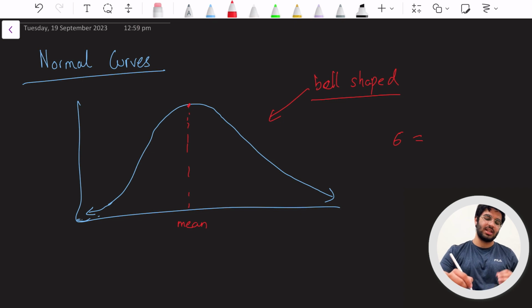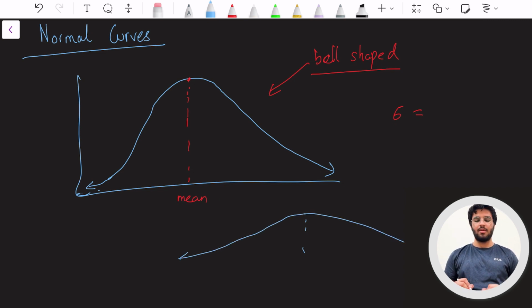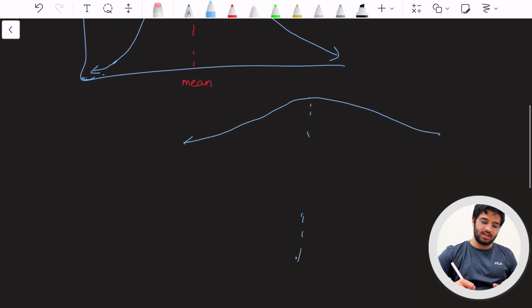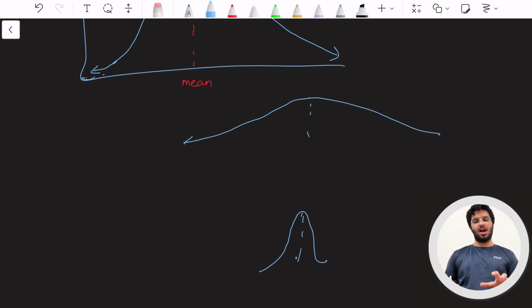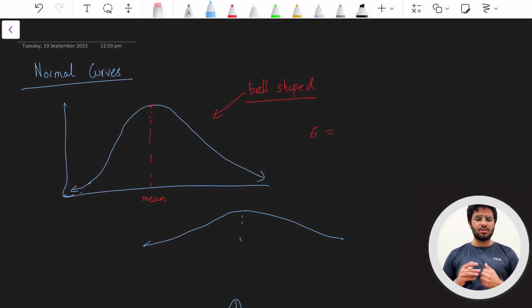If the standard deviation is very, very big, the values are very, very far from the mean. So you get a curve that looks more stretched out and wide, because there are more values further away from the mean. If you have a small standard deviation, you get something like this, because all the values are very, very close to the mean. So the standard deviation affects the normal curve.